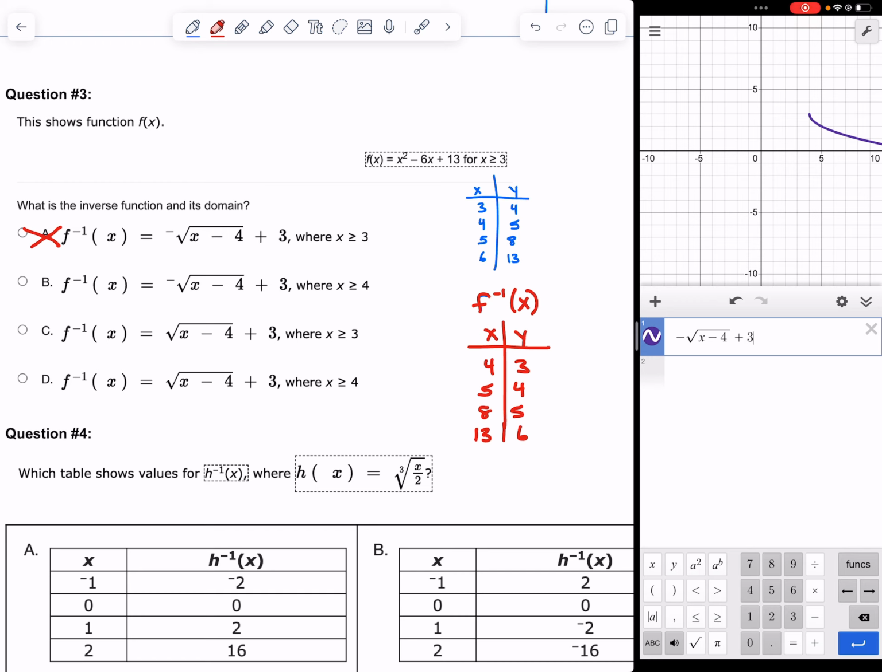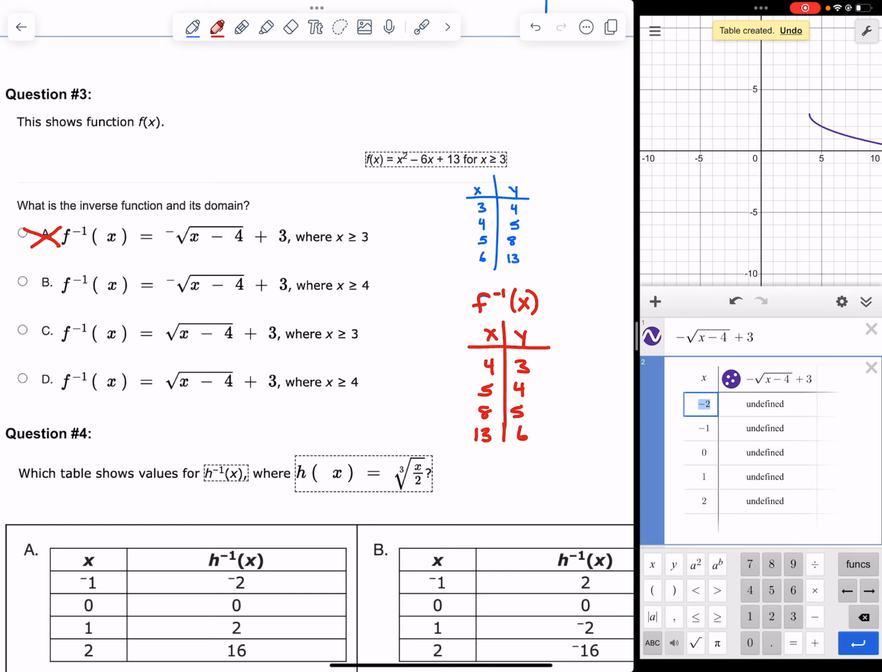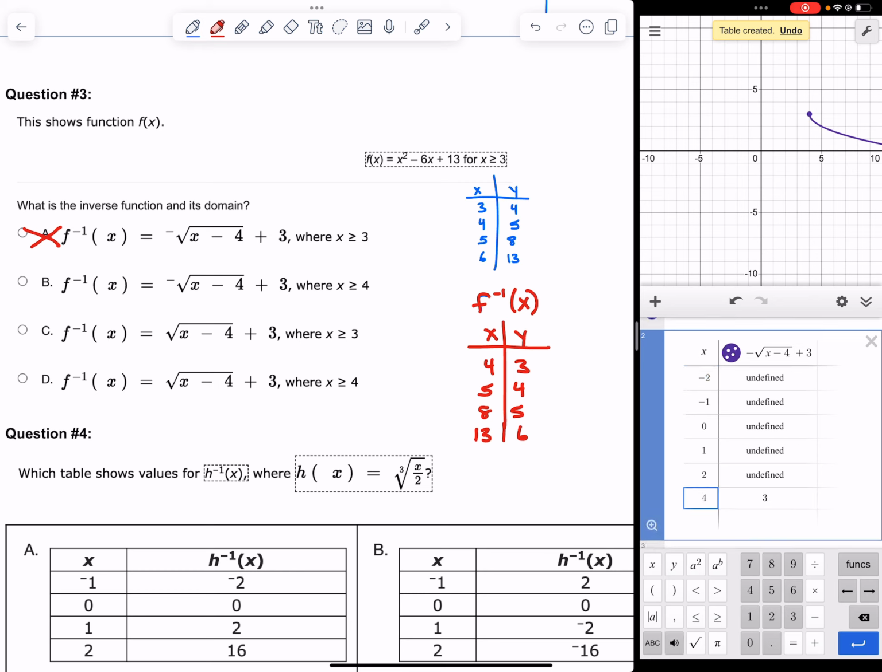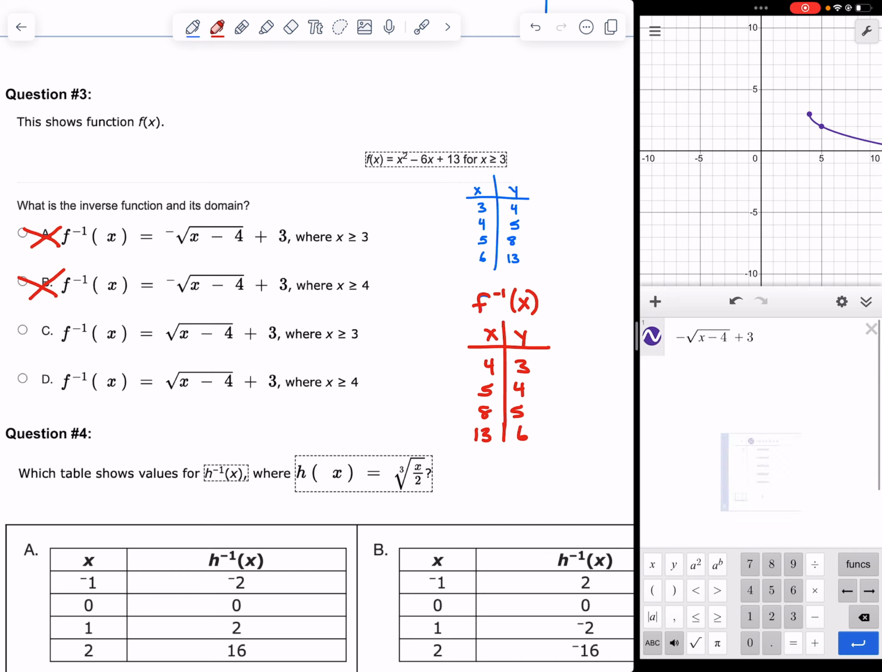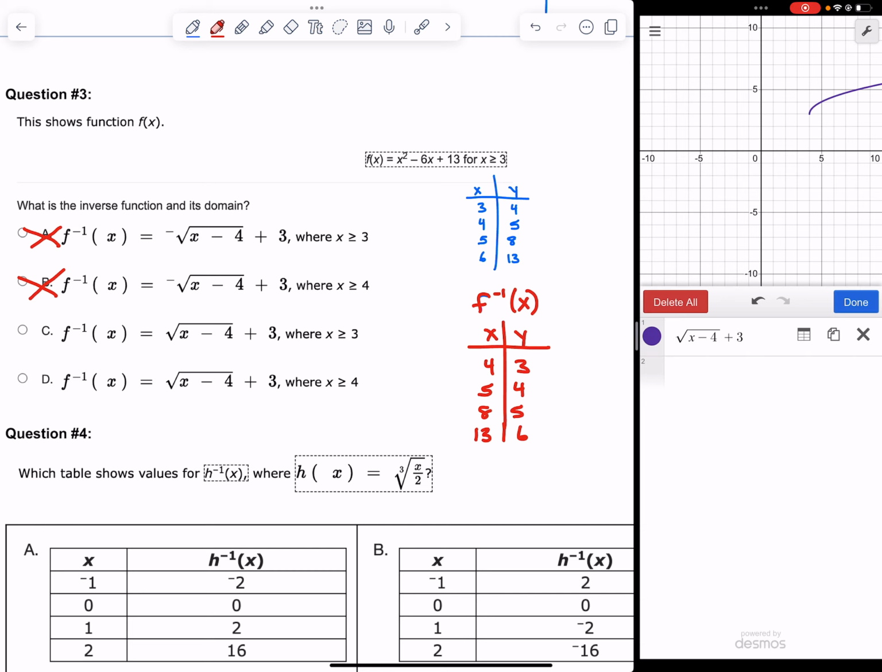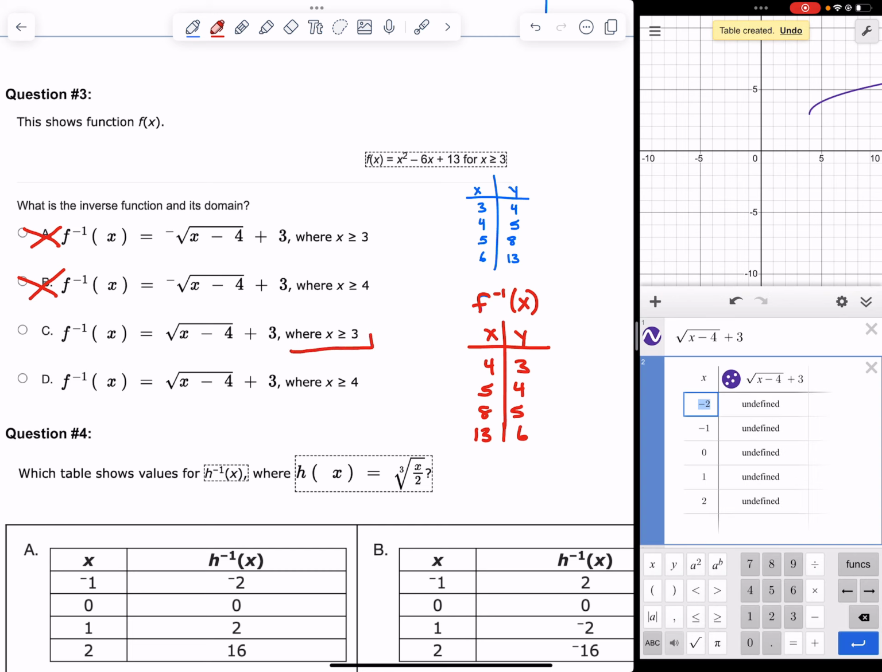So let's see. And this table starts with 4, which does make more sense. So let's see, 4, 3, 5 goes with 2. So that is still not going to work out, which is what I was thinking, because those are the same function. Now let's just try the positive square root of x minus 4 plus 3, and then pull up the table. And notice it does say for values of x that are greater than or equal to 3.